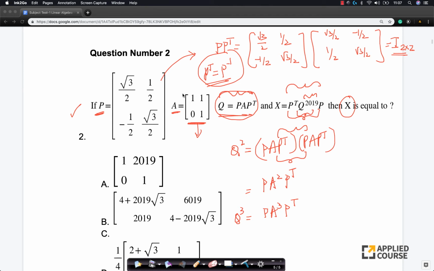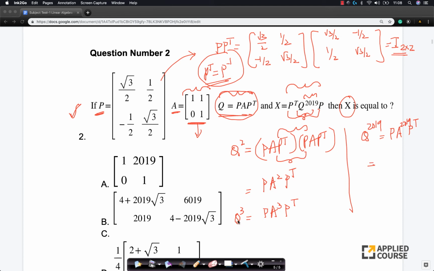The way the matrix A has been given in the question is a very simple matrix. If this is my A, A square is very, very simple to compute, then A cube, and so on and so forth. Now what do we want to compute? We want to compute Q power. Because of this logic, I can write Q power 2019 as P into A power 2019 multiplied by P transpose. Again, always think about it from the perspective of the examiner, the person who set this question.